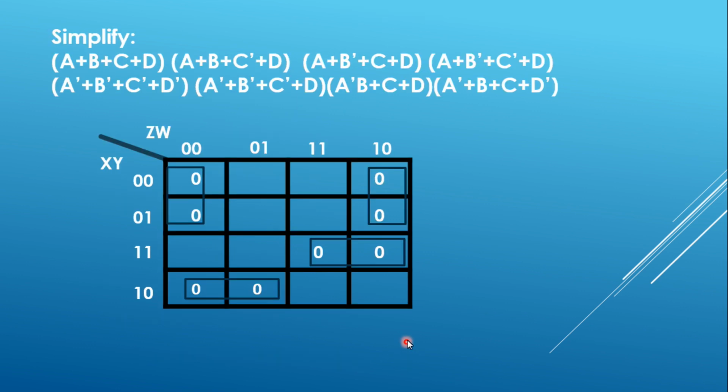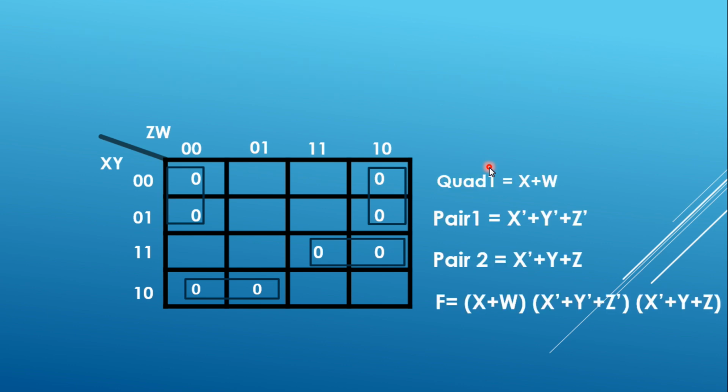When it is given to you in canonical POS form, like if it is given A plus B plus C plus D, in this case you will be taking what? A plus B plus C plus D will be taken as 0, 0, 0, 0. Correct? And similarly, the second term will be 0, 0, 1, 0. Then the third term will be 0, 1, 0, 0. So this is how you have to go on. When it is non-complemented, it will be 0, and when it is complemented, it will be 1.